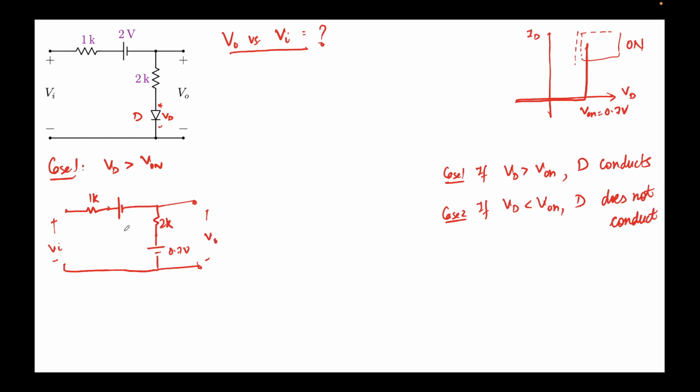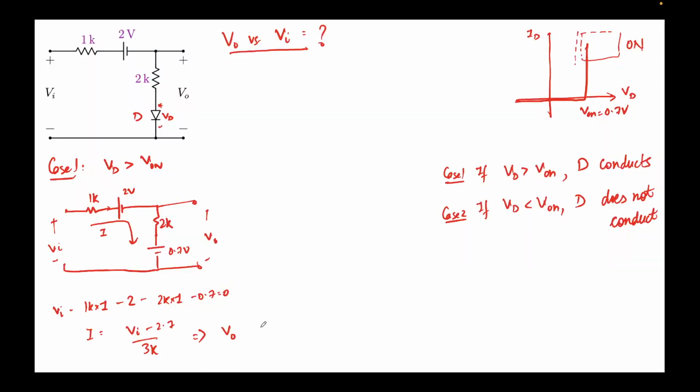And the V out, obviously, is where we are getting our output from. Now if you try to apply KVL in this loop, going in this direction, this is 2 volts, and let's assume this current is I. So I can simply write Vi minus 1k times I, minus 2, minus 2k times I, minus 0.7 equal to 0, and this will give me the value of I to be Vi minus 2.7 over 3k.